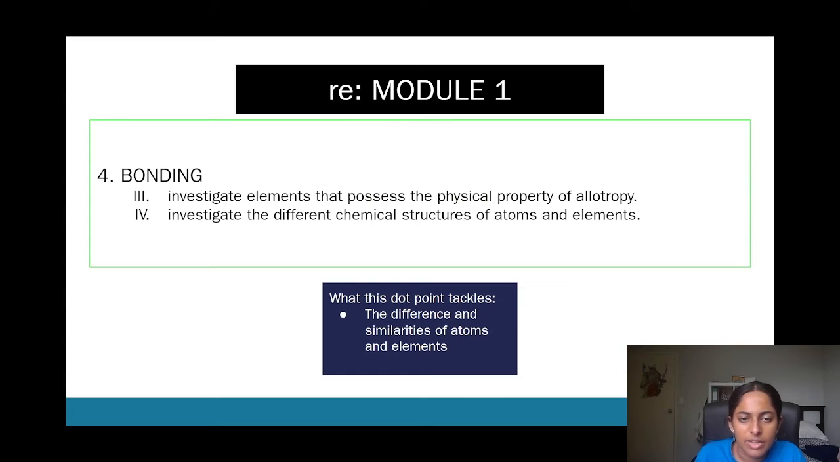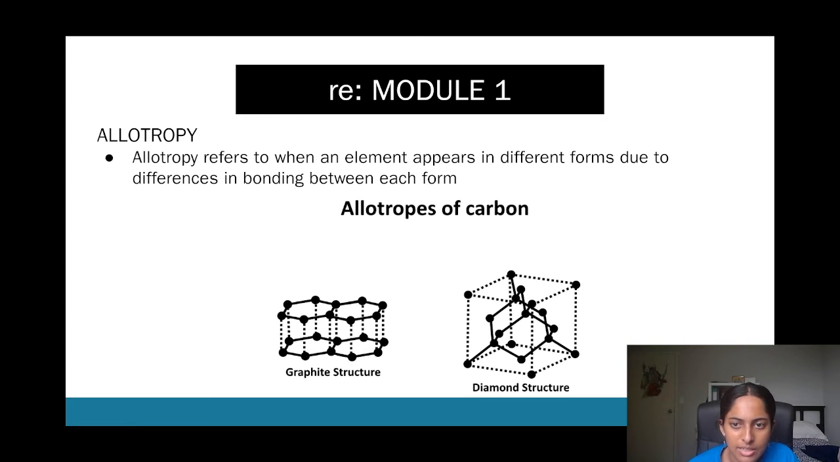All right, another set of bonding is also looking at physical properties, and that's also called allotropy. Allotropy explores different chemical structures of elements, where an element appears in different forms. So you have allotropes of different substances. The main ones that we really focus on in 11 chem are carbon and silicon. Carbon's probably the more common one. Allotropes of carbon include graphite and diamond. These have different bonding, so therefore they're going to have different physical properties.